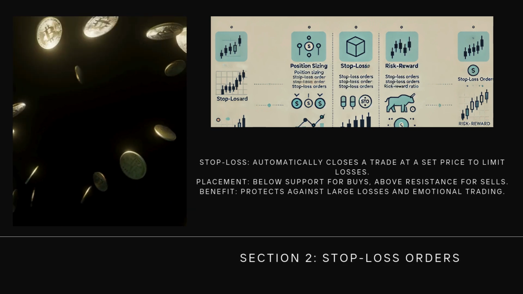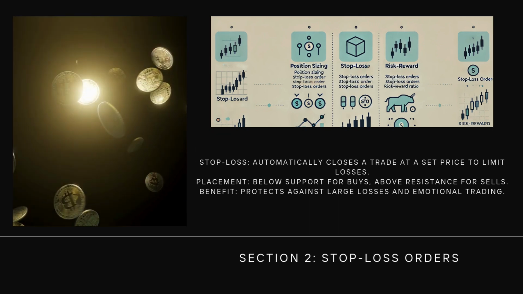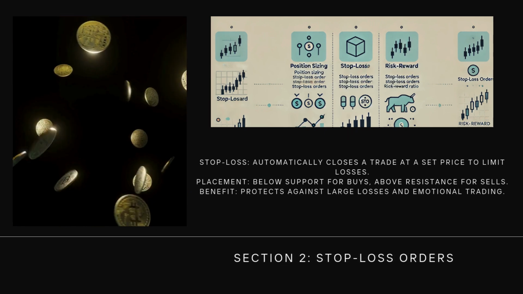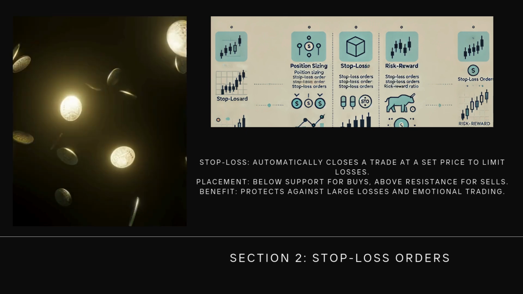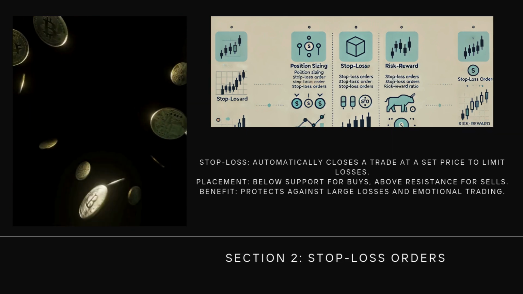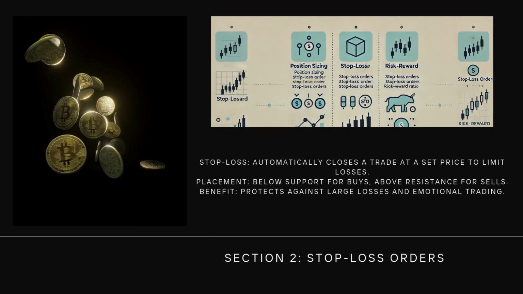Benefits of using a stop-loss: prevents emotional decision-making when the market drops. Protects your account from large drawdowns. Example: buy USD at 1.1200. Set a stop-loss at 1.1150, 50 pips below. Pro tip: use ATR, average true range, to calculate dynamic stop-losses based on market volatility.